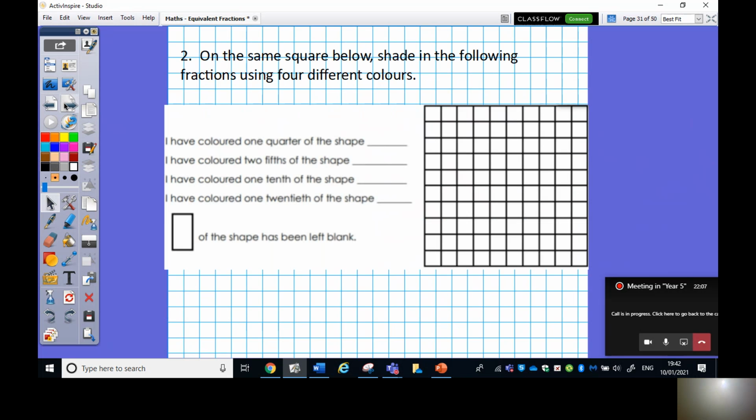When you finish that, I'd like you to move on to your 100 square, and I'd like you to do the same thing. So colour in 1/4 in one colour, 2/5 in another, 1/10 in the third colour, and 1/20 in the fourth colour. They should all fit in one square. And again, I'd like you to write what fraction of the shape has been left blank, and also any equivalent fractions.